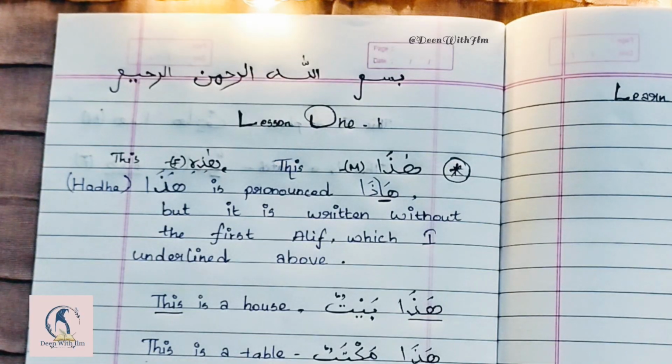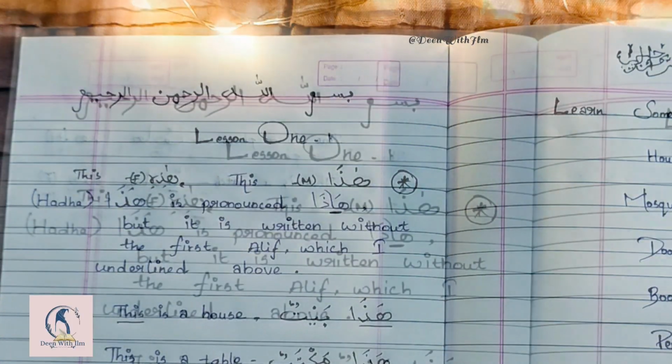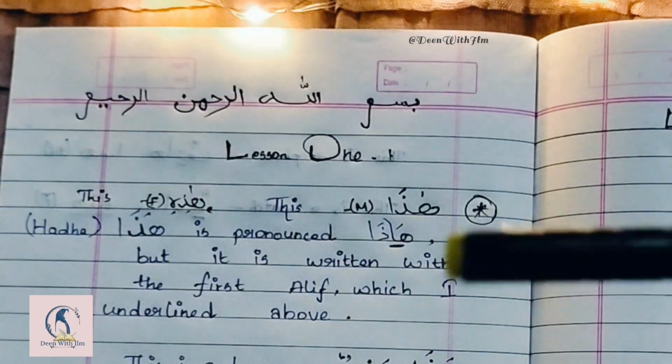Hada baitun. This is a house. Here, hada means this. Baitun, house. It forms a sentence like this is a house. Now shall we learn about the pronunciation?